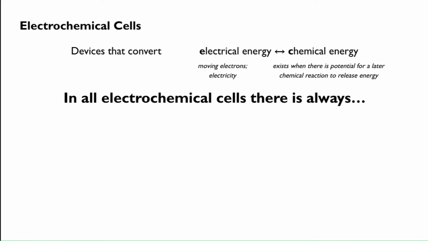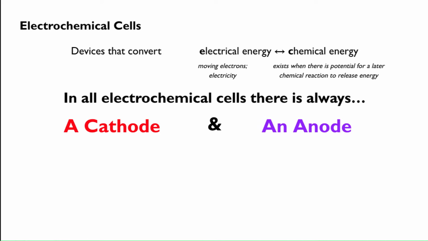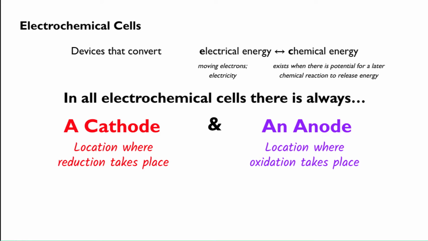In all electrochemical cells, no matter which direction they are converting energy, there is always a cathode and an anode. The cathode is the location where reduction takes place, because in an electrochemical cell, a redox reaction is occurring. So at the cathode, a reduction reaction is happening, and at the anode, an oxidation reaction is happening. Electrons are traveling around the cell.